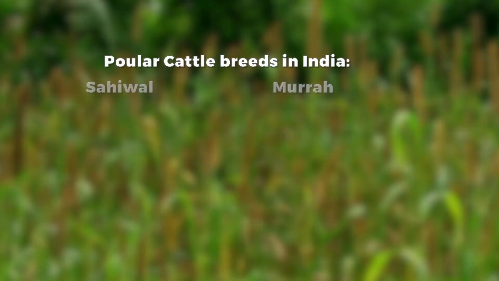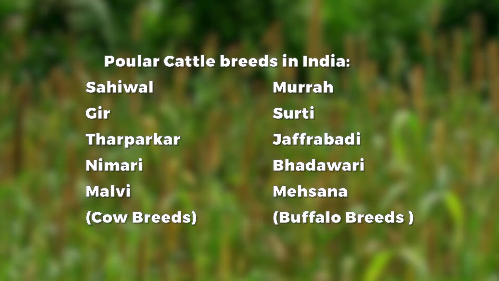Now let's sum up. Livestock is an integral part of organic farming and helps in achieving a balanced relationship between soil, plants and animals. Cattle, buffalo, sheep, goat, poultry and pigs are the major components of it. Organic livestock farming may be a useful strategy to overcome the challenges of rural development issues and the farm's decreasing profitability in the agricultural sector. Sahiwal, Gir, Tharparkar, Nimari, Malvi cow breeds and Murrah, Surti, Jaffrabadi, Badavari, Mehsana buffalo breeds are popular cattle breeds in India.